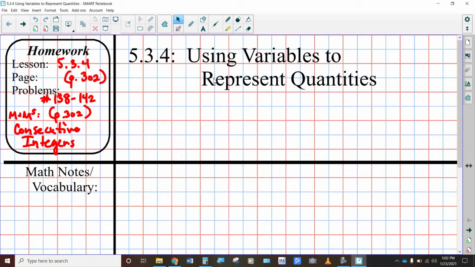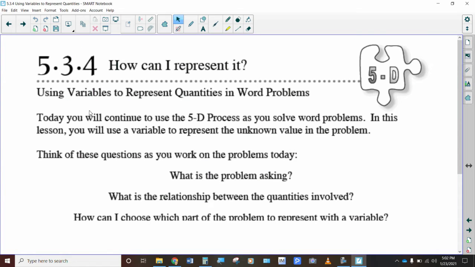I know you did a little bit in 6th grade, and you know the basics. So let's just use what we know of the basics and see if we can't be much more efficient with solving these equations. Or solving these word problems.